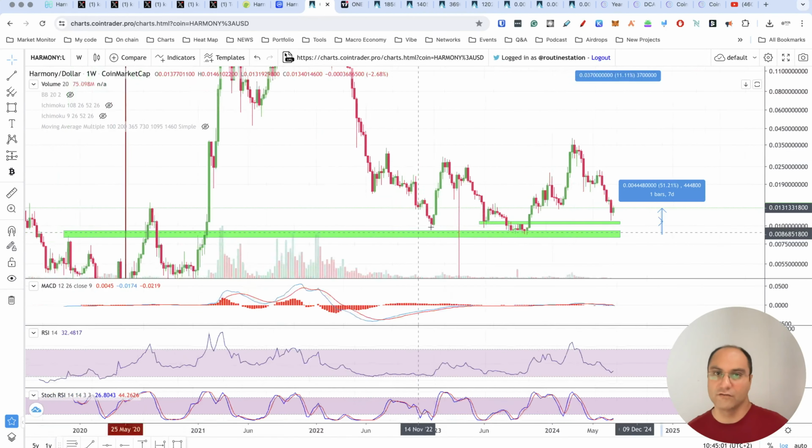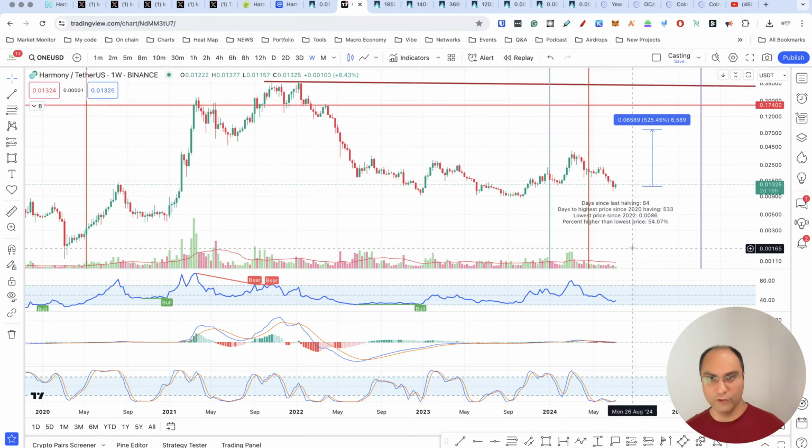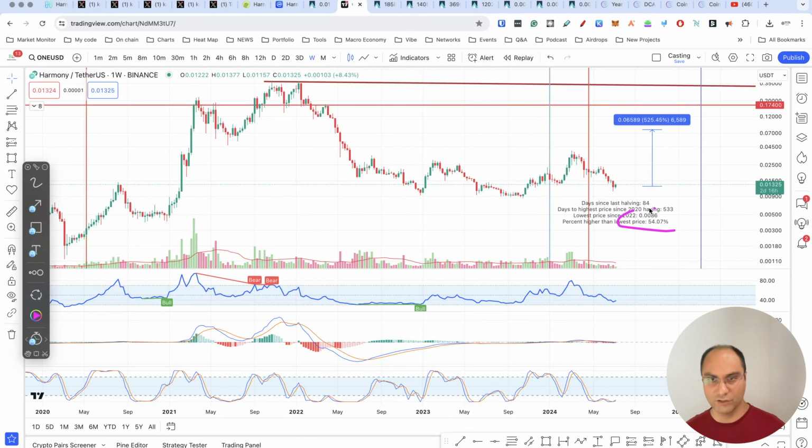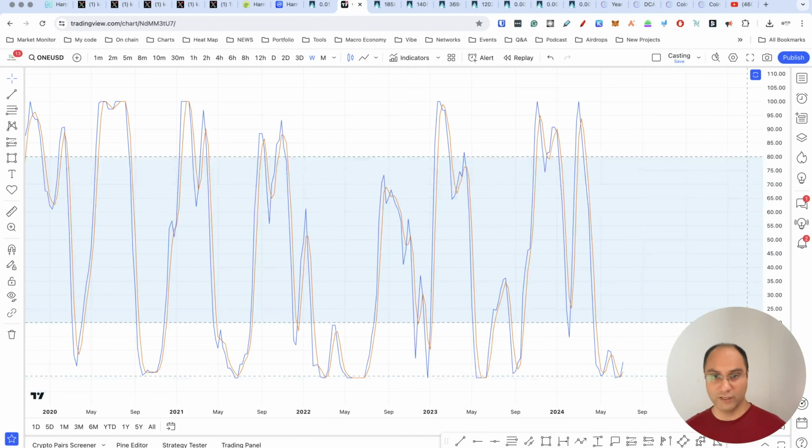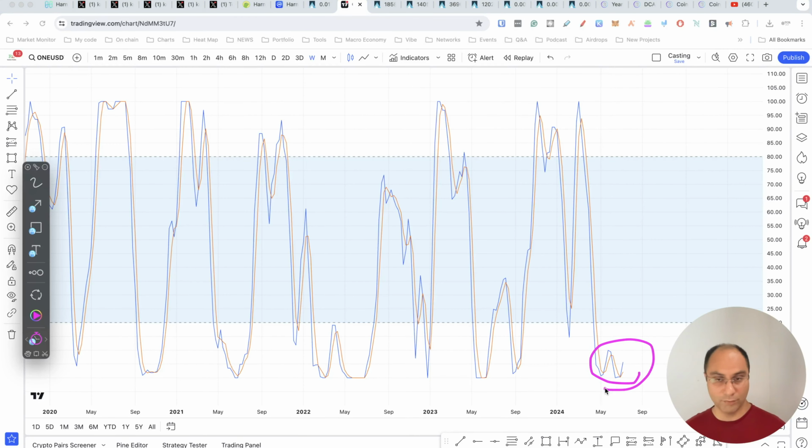Here we can see we are up from the bottom of Harmony. We are 54% up. And then, as I mentioned, if we come to this area, I would consider it an opportunity. What we can see on the weekly time frame is the stochastic RSI crossing up.